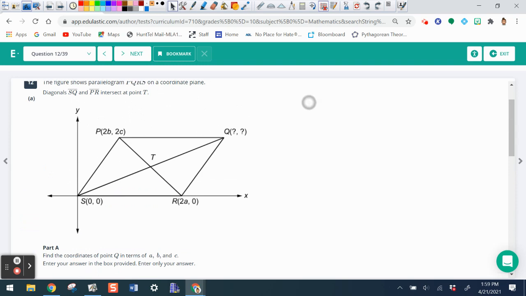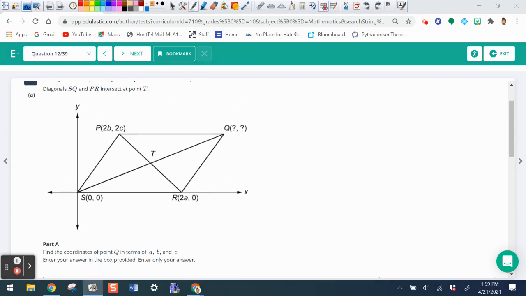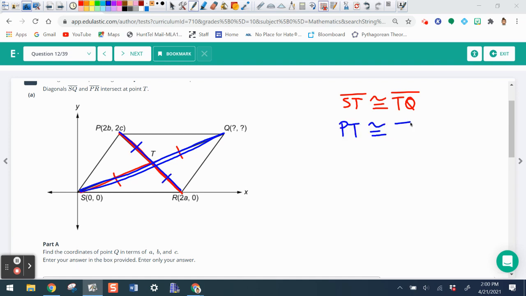Just to show you what that means real quick: if they bisect each other, the way I look at it is PR is acting as a knife to cut SQ into two congruent parts. That's what bisect means. So ST is going to be congruent to TQ. I'm going to write that, it might help us out. And likewise, SQ is acting like a knife that's cutting PR into two congruent segments. So PT and TR will be congruent as well. That might help us. It might not. I'm just letting my thoughts flow on this problem.